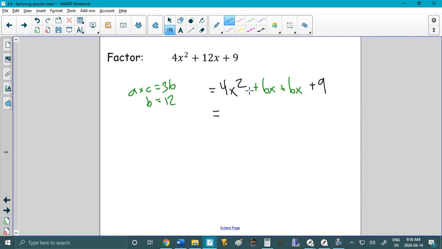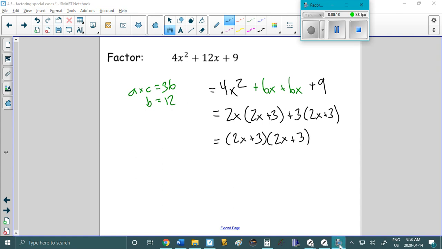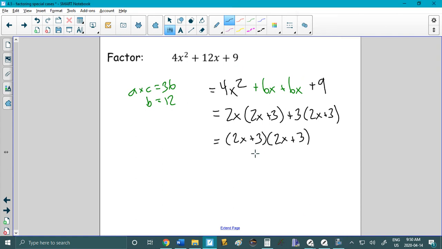I common factor the first two terms, I get 2x, and I'm left with 2x plus 3. And if I common factor these two terms, I get a 3, and I'm left with 2x plus 3. I take out the 2x plus 3, and I'm left with 2x plus 3. Well, that's weird. Both the brackets are the same. So the zeros are negative 3 over 2 and negative 3 over 2. You might remember that when we have this, we can write this just like that.